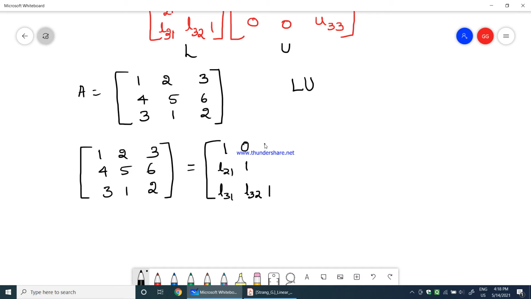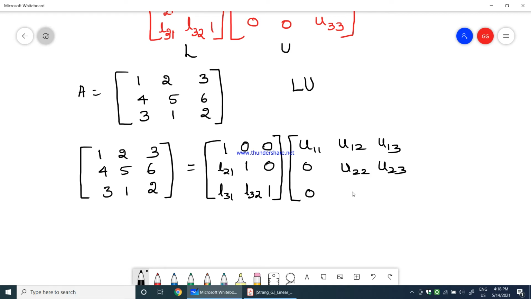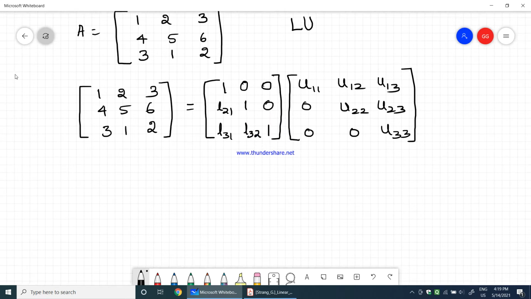Now this is 0, this is 0 and this is 0, and this will be multiplied by U11, U12, U13, 0, U22, U23, 0, 0 and this is U33. Now what I'll do is multiply these two and then equate the multiplied elements to the elements of A. This is the first method which we are doing, the first method of finding L and U.